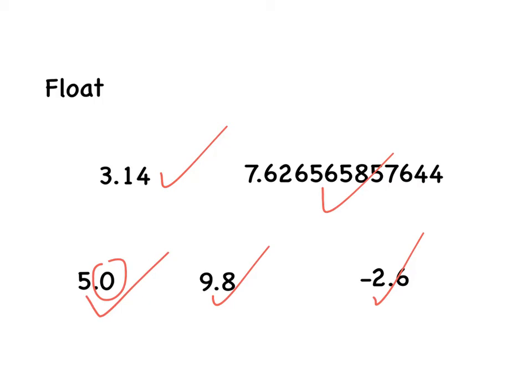Now, a question you're often asked in computing is, why do we have two different types of numbers? And there's a simple answer to this. Say I ask you a question. How many cats do I have?